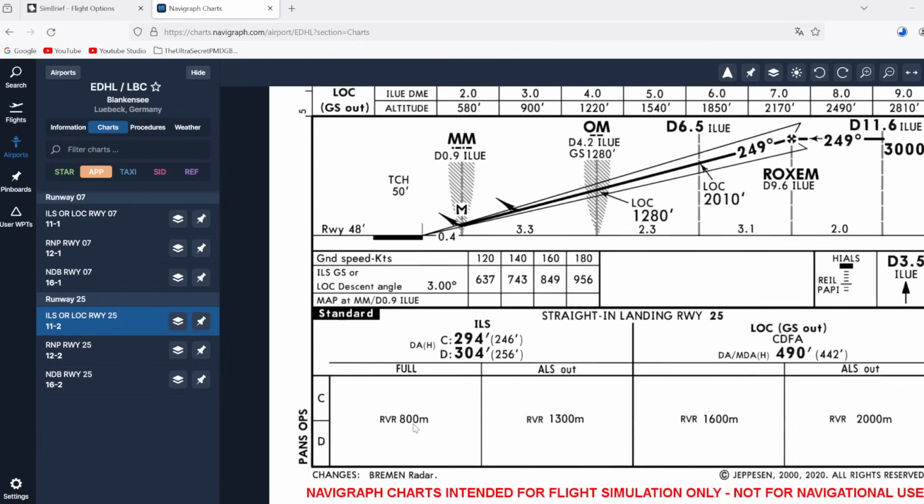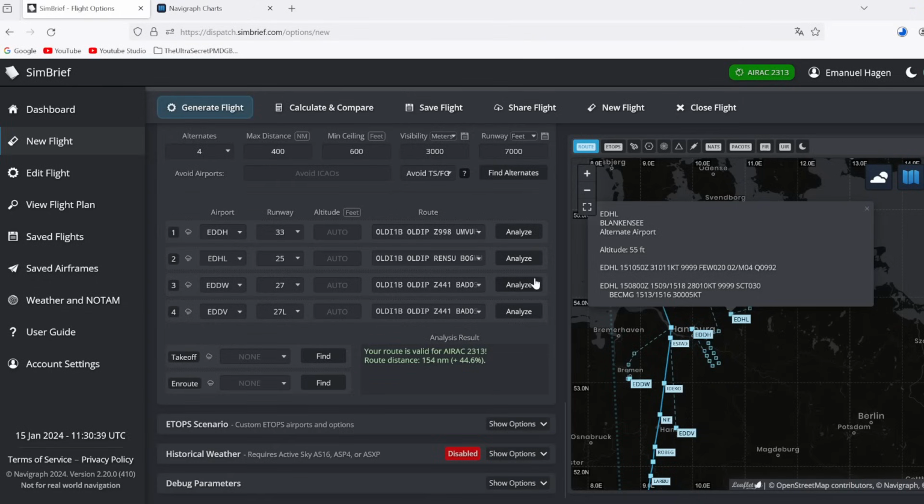So again, we end up with the weather forecast being quite far above it. We are able to use Lubec as our alternate. And that way you could now go ahead and calculate all the different minima. All right, so that much about our alternate planning.